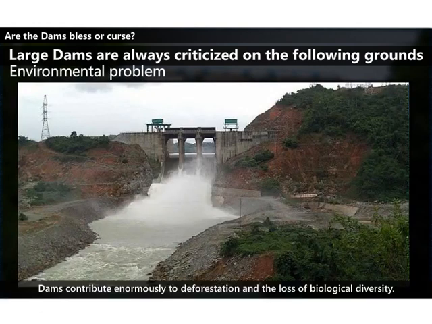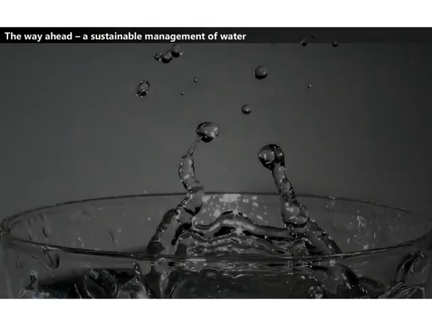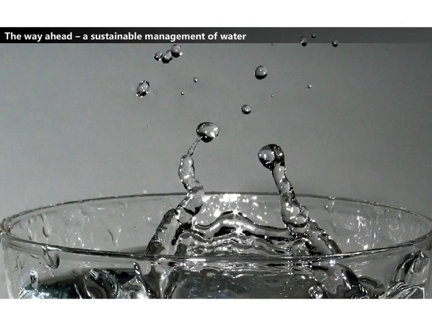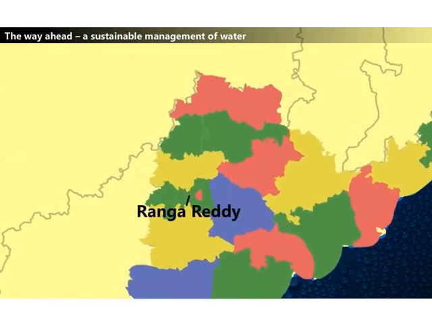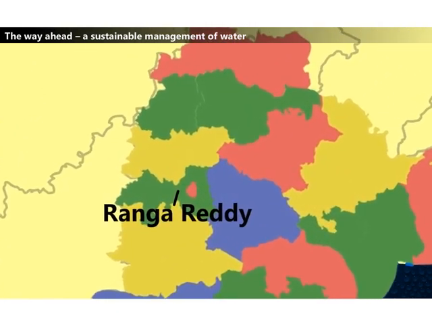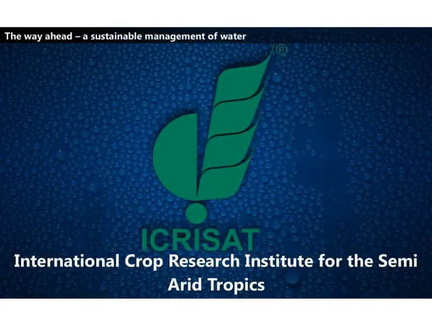Environmental problem. Dams contribute enormously to deforestation and the loss of biological diversity. Then, how can we opt for a sustainable management of water? Let us know the success story of sustainable water management in Kottapalli village of Rangareddy district in Andhra Pradesh.